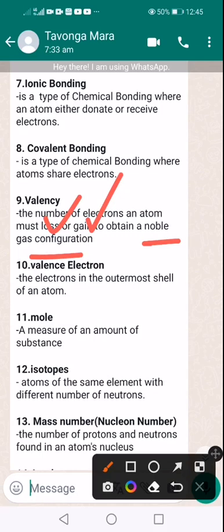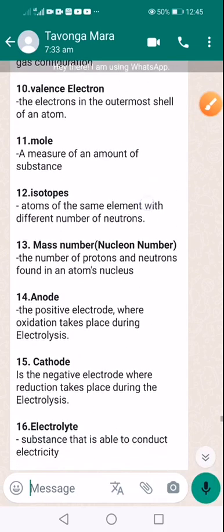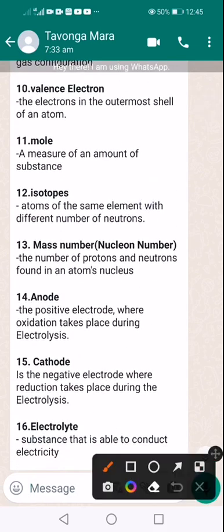That's it. Right? There is what you call valence electron. What is valence electron? Valence electron is the number of electrons in the outermost shell. For example, this is the shell.